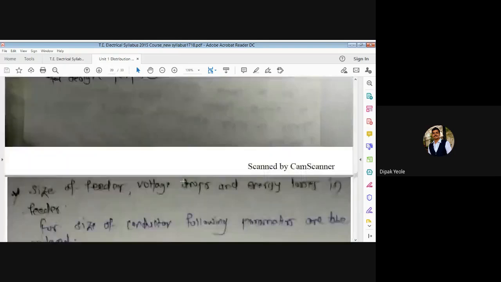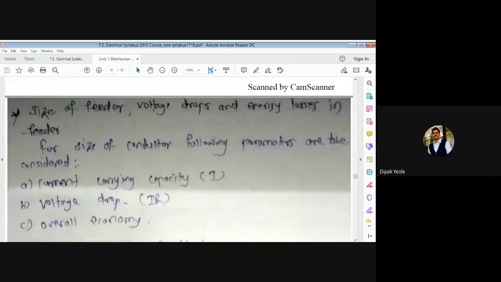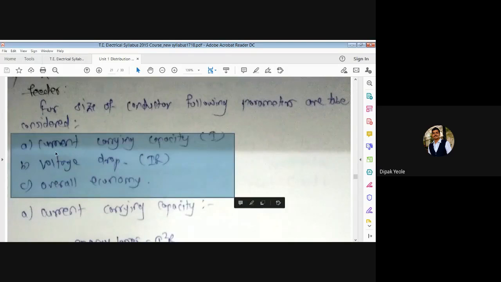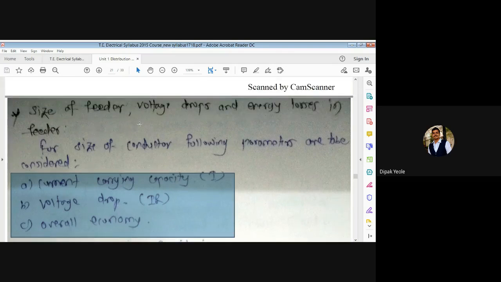Yes. The next part is the size of feeder, voltage drops and energy losses. So these are the three things needed for finding out the size of conductor: obviously we need the current carrying capacity, we need the voltage drop capacity, I into R, and we need the overall economy. its cost पण काय पाहिजे, कमीत कमी पाहिजे. Yes, so these are the size of feeder, voltage drops and energy losses in the feeder parameters आहेत हे.